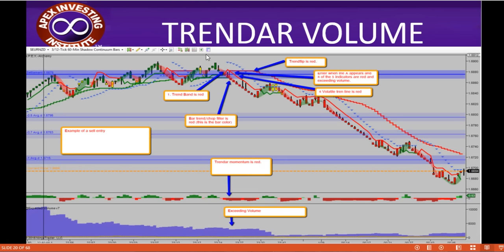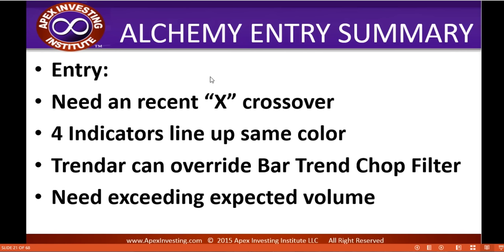So, valid X crossover, valid V bounce, those three indicators lining up, and then either the red bar or red trend-R and exceeding volume, you enter the trade. Okay, so very, very easy there.